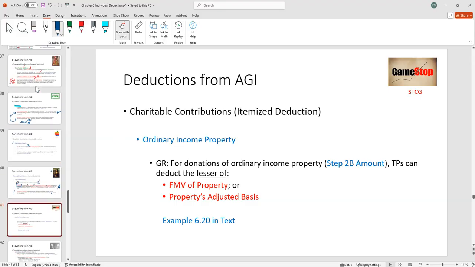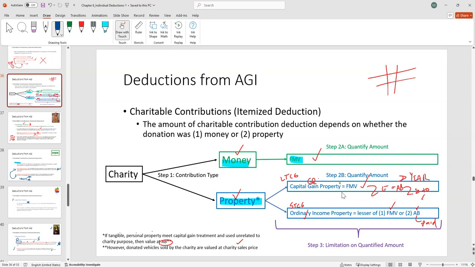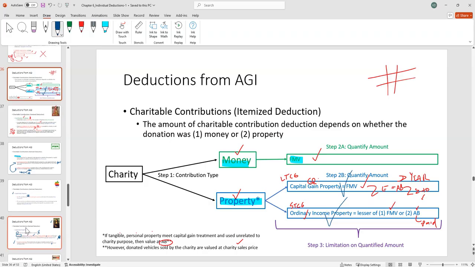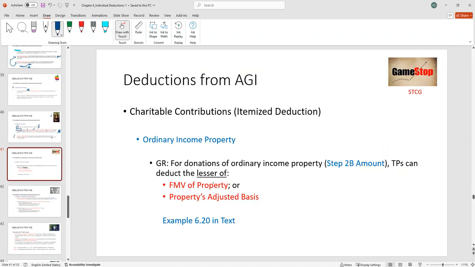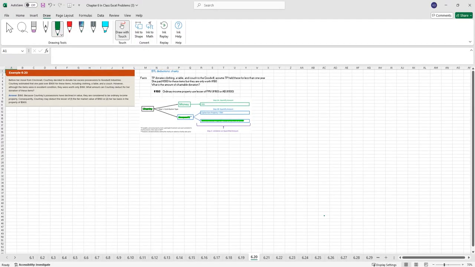How about ordinary income property? Let's look at ordinary income property. We bought this. We held it for a couple weeks or something. If we sell it, it would be short-term ordinary income property. You pick the lesser of the fair market value or the adjusted basis. So let's look here.